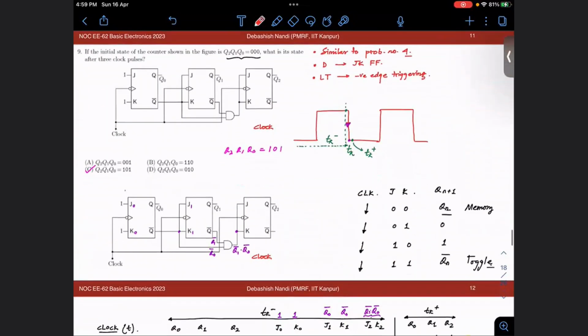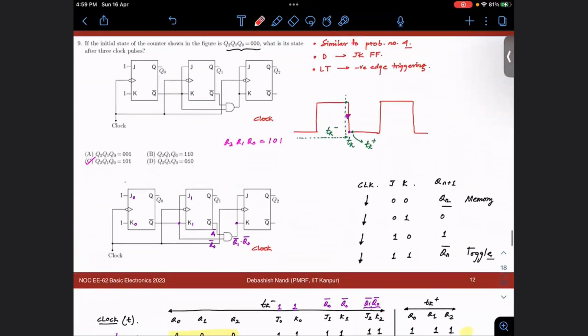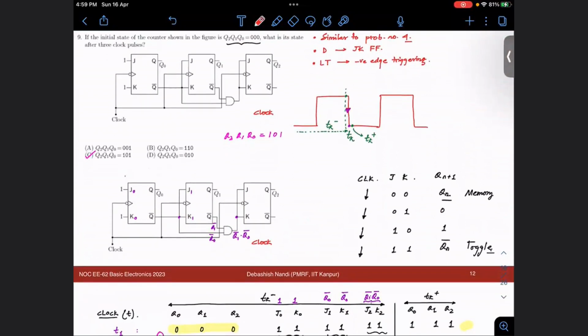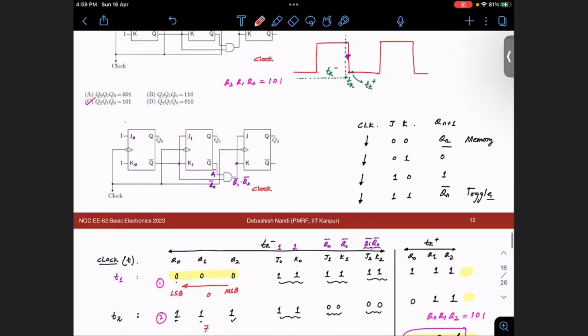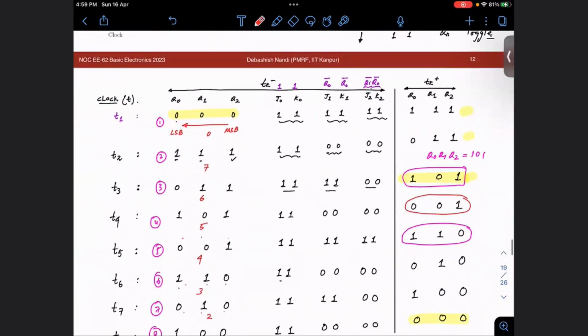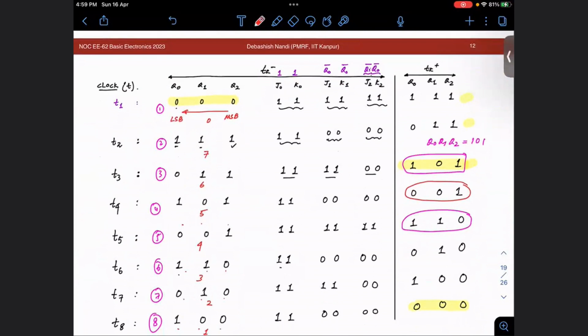Then we discussed problem number 9, which is the major problem we discussed today. In this problem, it is very simple. You just need to remember what positive edge triggering and negative edge triggering are, and you should know how a JK flip-flop table looks for positive edge triggering, negative edge triggering, or level triggering. Then you make a detailed table of the states: if we change from one input to another, how will your counter outputs change?